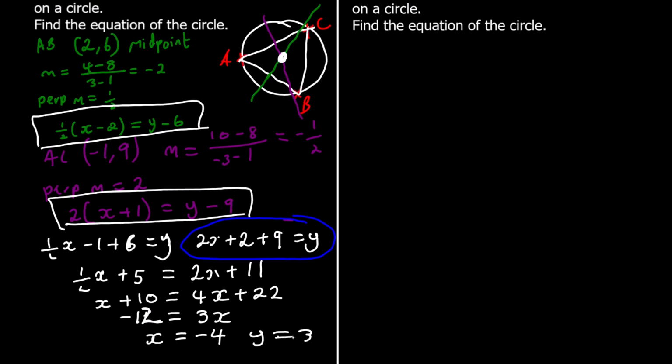So check that for the other one. 2 times -4 plus 1, 2 negative 3s, -6, equals 3 take away 9. So the center is at -4, 3.